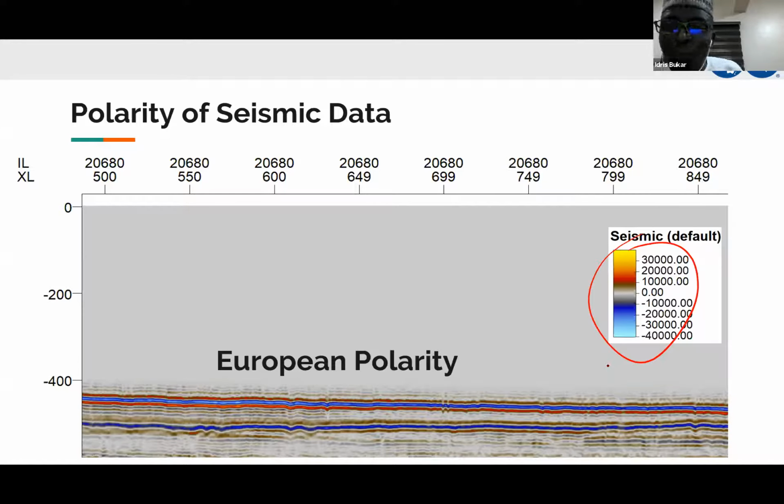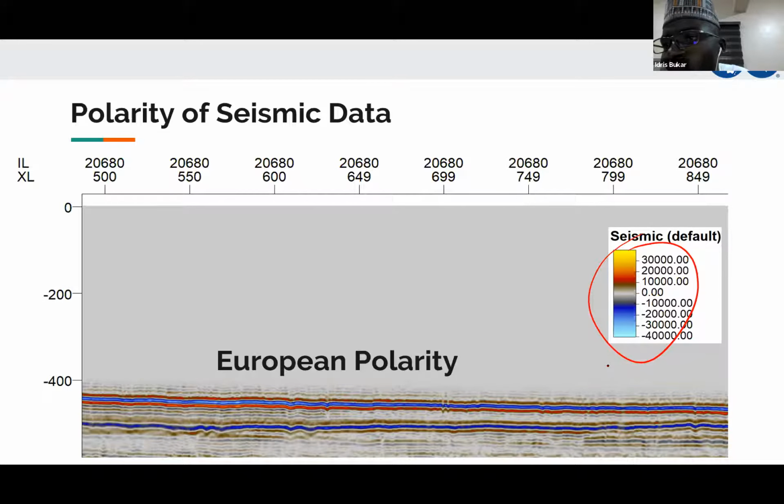It's either or. If you knew that you are in a basin that has some limestone, then if you know where to expect the limestone, you check the top of it, because the limestone would almost certainly be a hard kick, and then you would determine it from there. Or simply just ask the processor, and from the processing, they will tell you what polarity the data is.